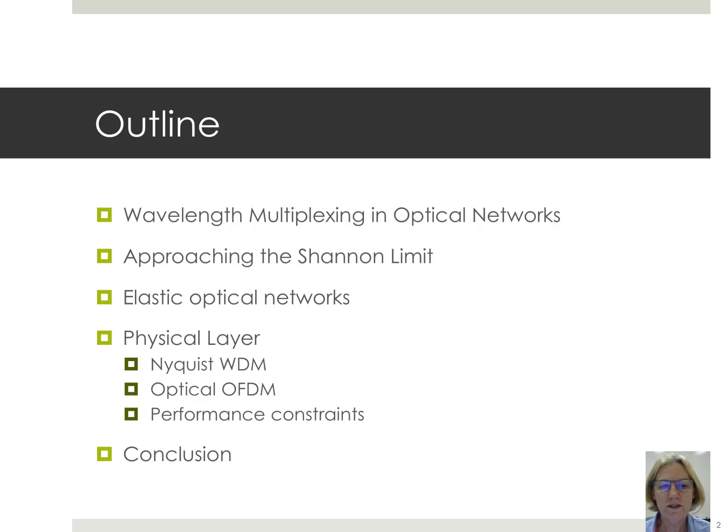That brings us to the fourth and final topic, which is about the physical layer and how we are achieving the goals of making it more programmable. In particular, we'll look at two very popular solutions under examination, known as the Nyquist wavelength division multiplexing approach, or the optical orthogonal frequency division multiplexing approach. And again, we'll be focusing on the constraints on performance for each of these solutions and how they might make for better choices in elastic optical networks. Finally, I'll give you some concluding remarks as we finish our overview.